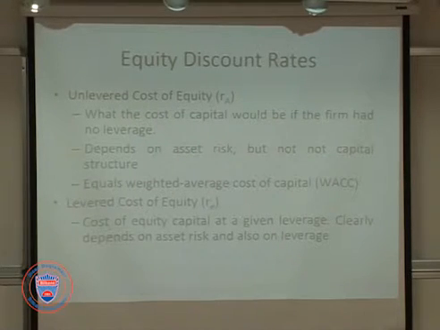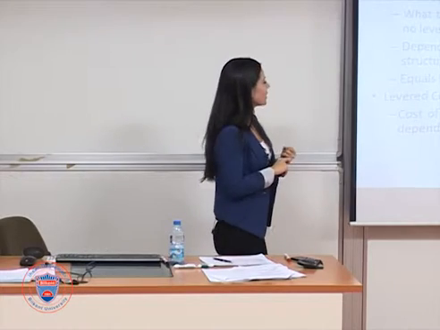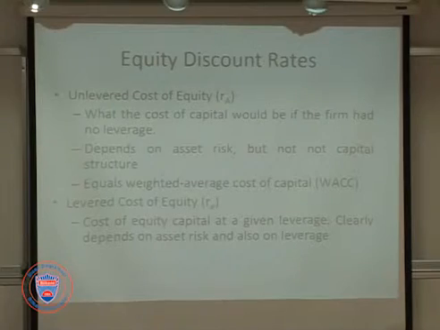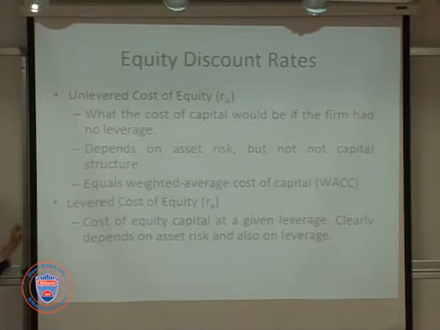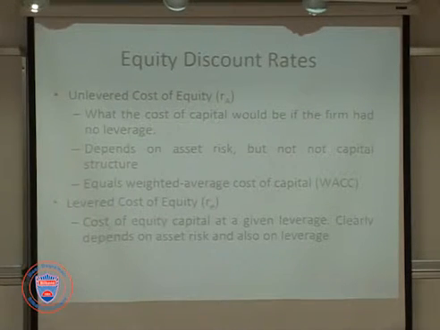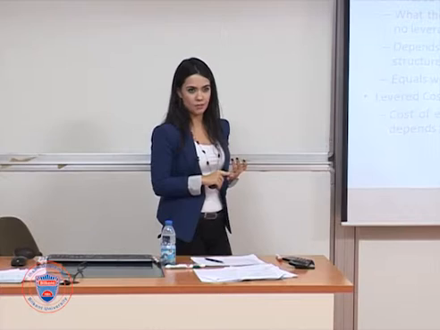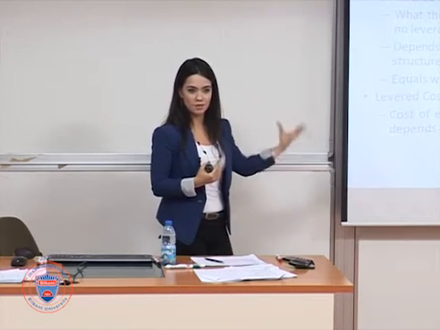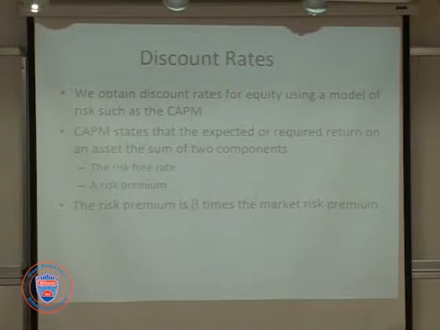And if you remember, we have different discount rates. We have unlevered cost of equity, which is RA, or RU, depending on the notation you want to use. So it's basically the cost of capital of a company if the company didn't have any leverage. And it depends on the asset risk. It has nothing to do with the capital structure. And levered cost of equity is, as its name is self-explanatory, if a company has some leverage, then you're going to calculate the cost of equity based on this capital structure. It depends on asset risk. It depends on financial risk. And I'm hoping that you're comfortable with these because you did the homeworks and it wasn't bad. So hopefully you're fine with that part.